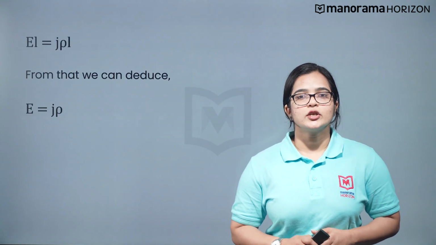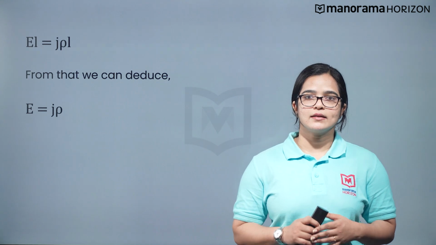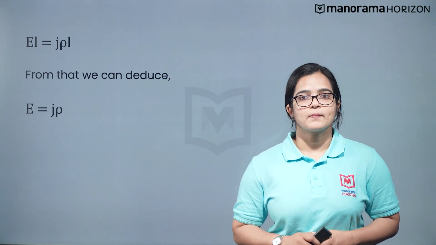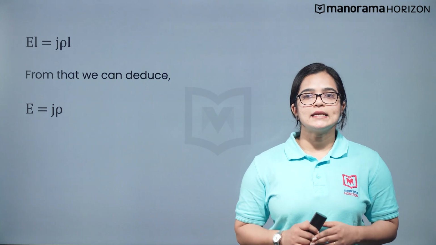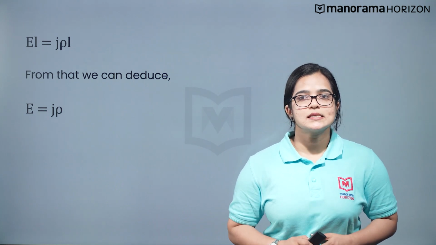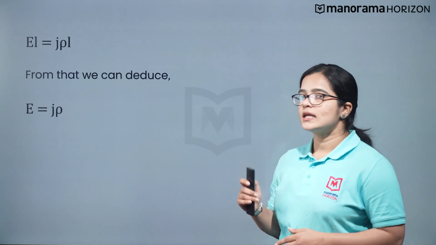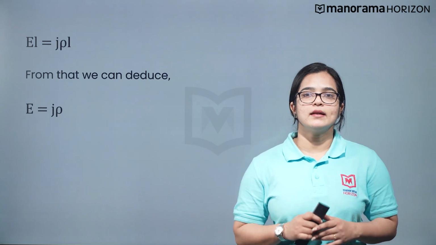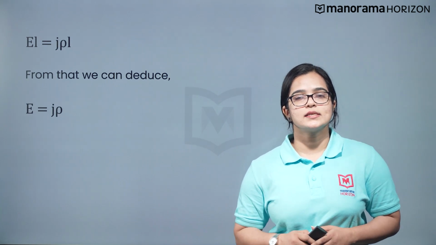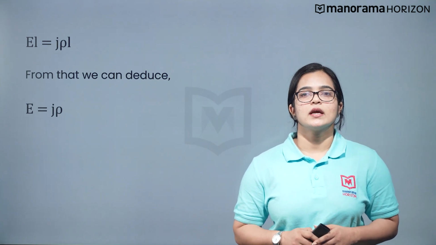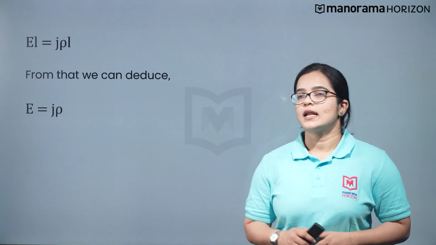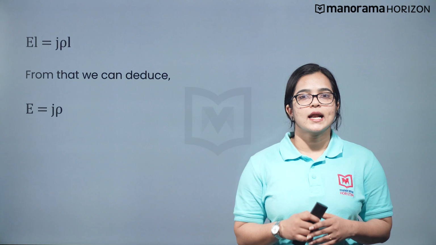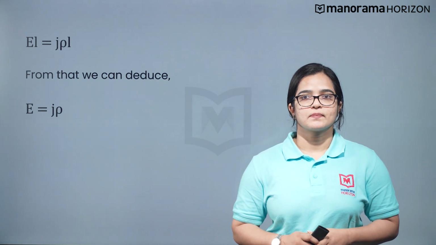If E is the magnitude of uniform electric field in the conductor whose length is L, then the potential difference V across its ends is E times L. Using these, the last equation reads as the electric field multiplied by the length is equal to the current density multiplied by resistivity multiplied by the length of the conductor. Or we can say that the electric field is equal to the current density times the resistivity.